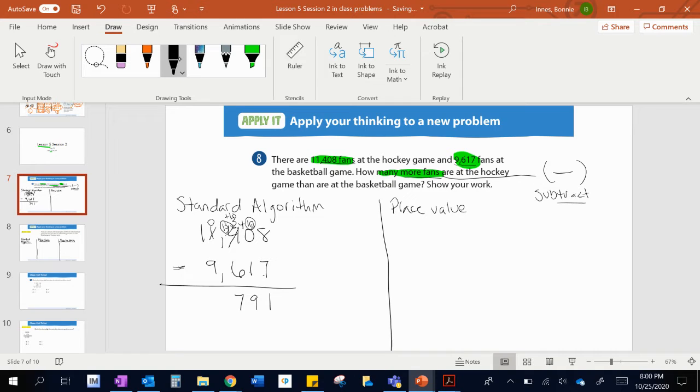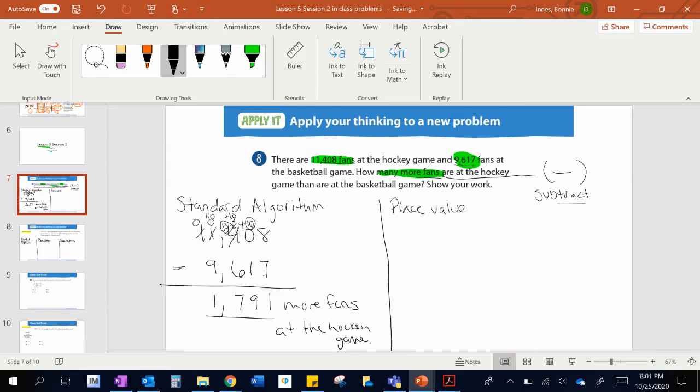All right, my thousands place, 0 minus 9. Well, I can't take 9 from nothing. So I need to go over to my 10,000 spot. That becomes a 0, and this becomes a 10. So 10 minus 9, that's 1. And then my 0, I don't even need to bring that down. So there are 1,791 more fans at the hockey game.